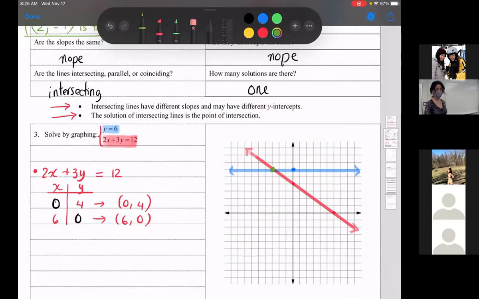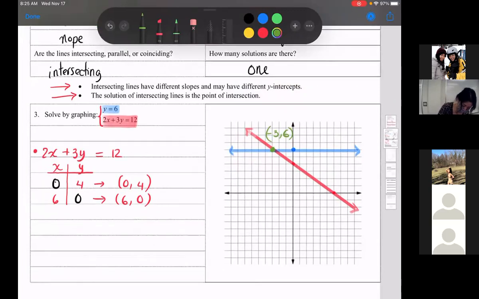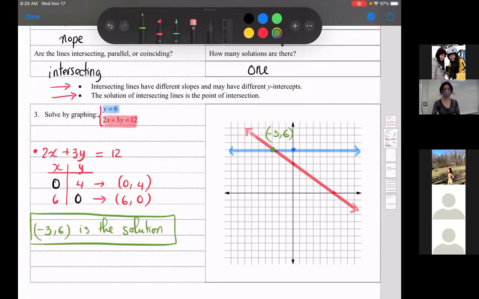Yeah. You know what? I'm gonna show you how to check. Let me write this one first. (-3, 6). So you write here, (-3, 6) is the solution, or at least box it for me. It's the solution. Let me show you something. Copy that down and I'll show you something.